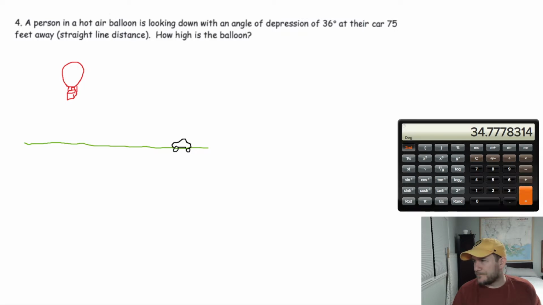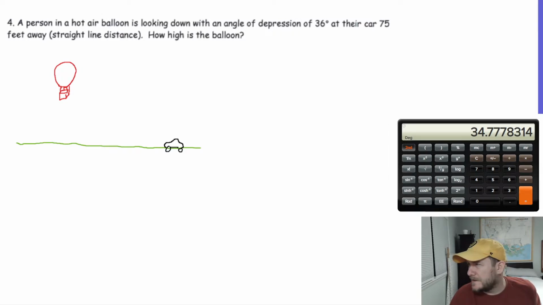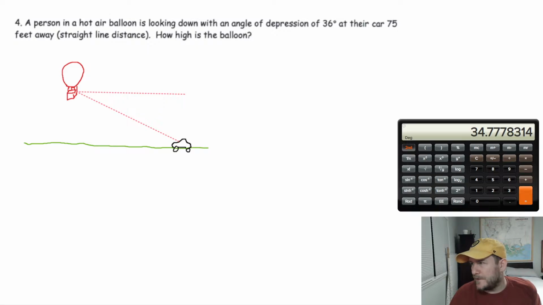Alright, what do we know? It says a person in a hot air balloon is looking down with an angle of depression of 36 degrees. So that would mean that if I drew a line from the basket, that's where the person is, down to their car, then if I drew a line that was perfectly horizontal, like this, then that angle is where I'll find the angle of depression, which is 36. So there's your angle of depression.